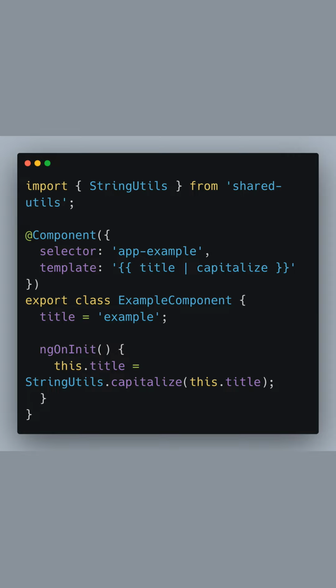Here's an example of using the stringUtils class in a component. In the example component, title is defined with a lowercase string. When the component initializes with ngOnInit, we call stringUtils capitalize to transform title and update it to have an uppercase first letter, demonstrating the utility's functionality.